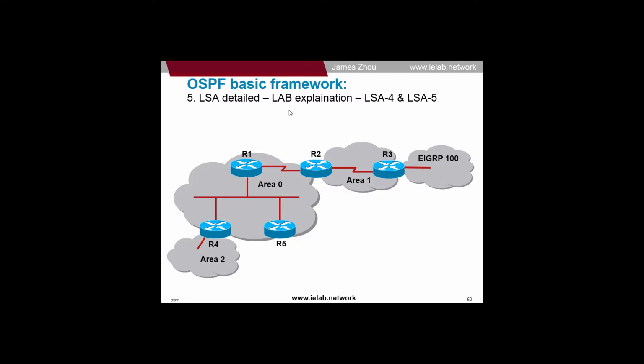If you want to discuss LSA4, first you must discuss LSA5. Okay. LSA5 is actually the same as LSA3. Actually, this is the route generated by ASBR. LSA5 is generated by ASBR. ASBR is the autonomous system boundary router.